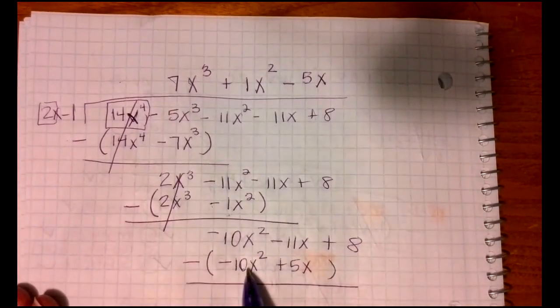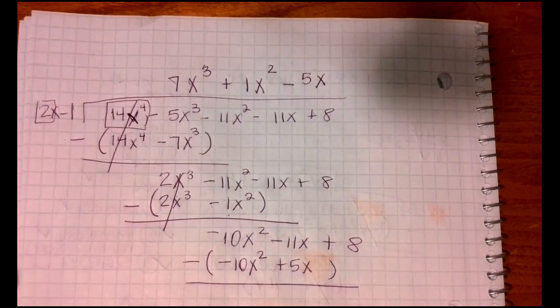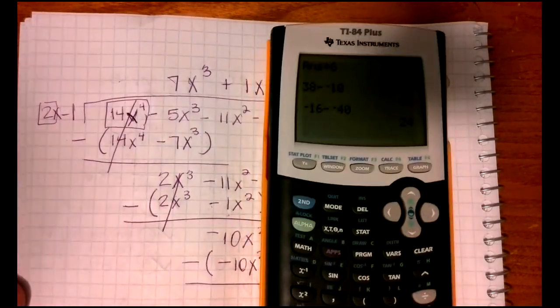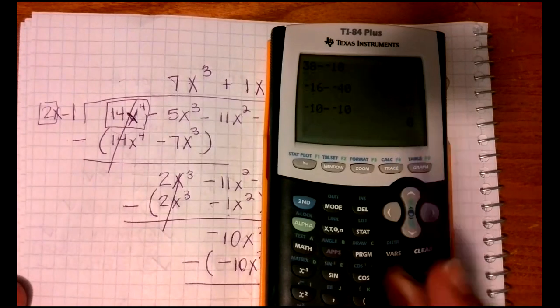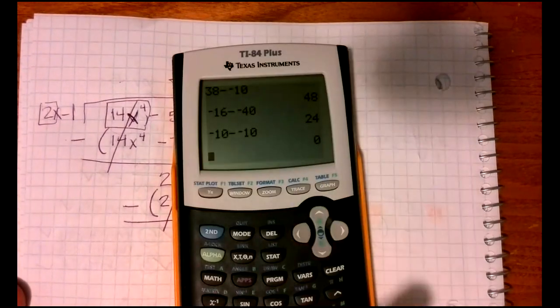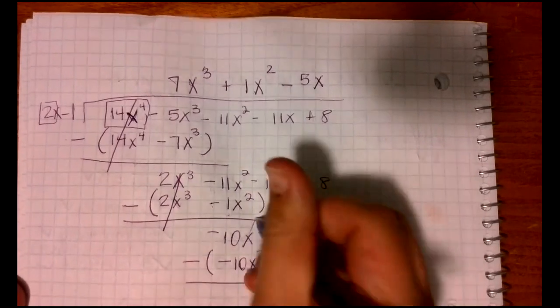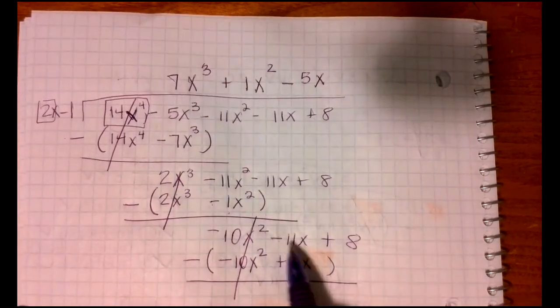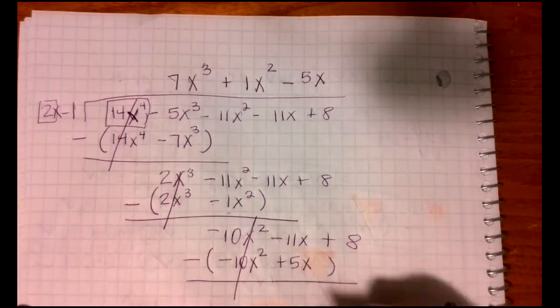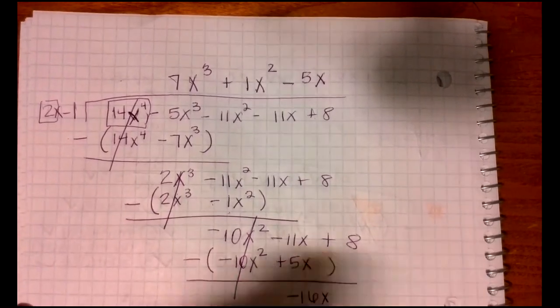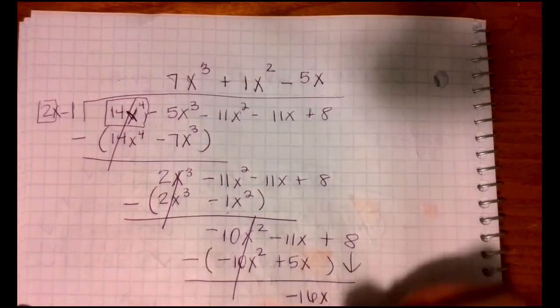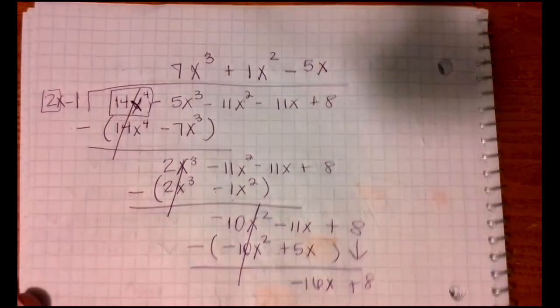-10 minus -10. And remember, any of these numbers, if you get stuck, just feel free to type them in. -10 minus -10, just to make sure that it gave you 0, right? Just to make sure that it canceled out. And it did. -11 minus 5 is -16x. And then bring down that +8 because we didn't do anything to it.